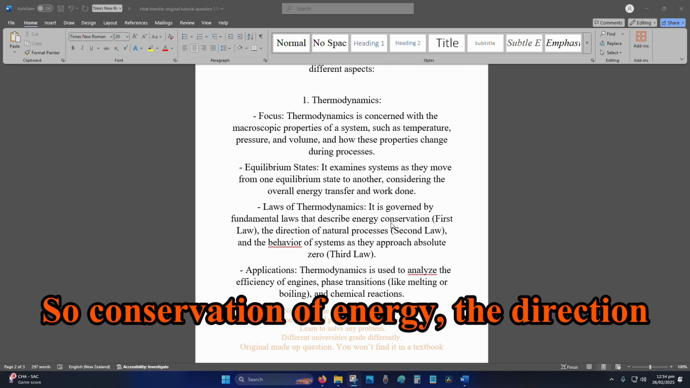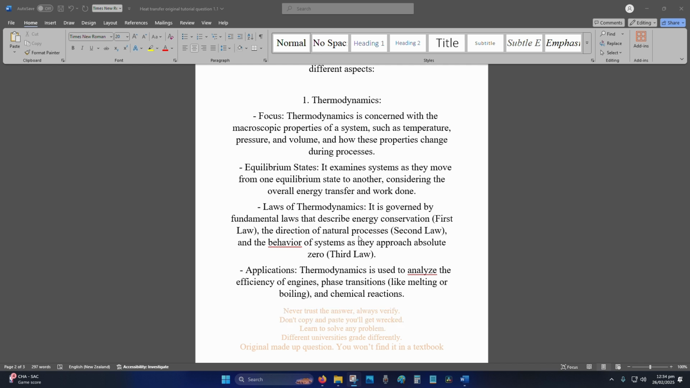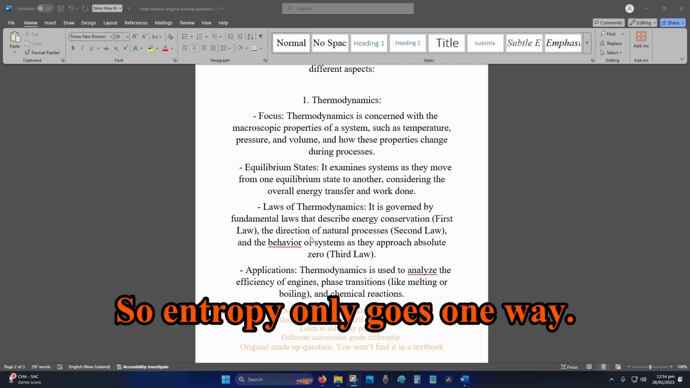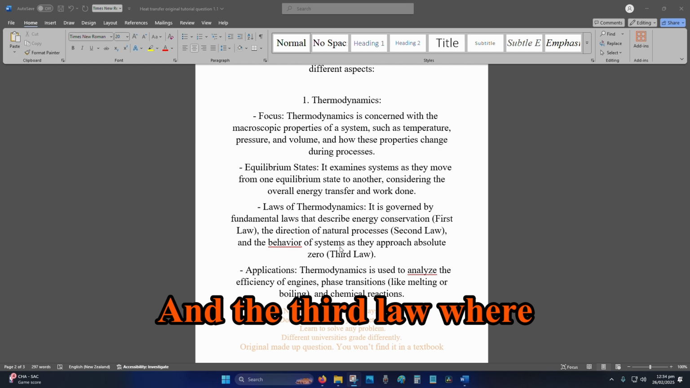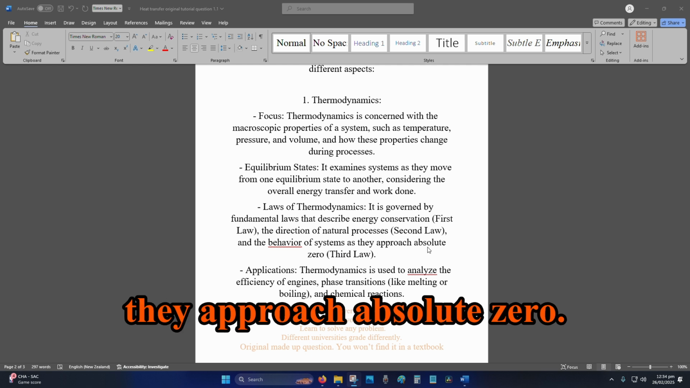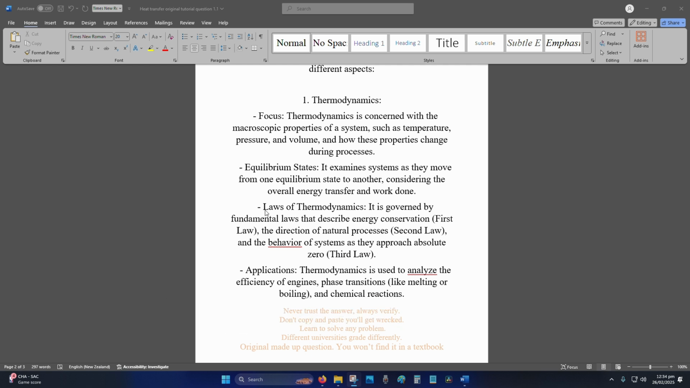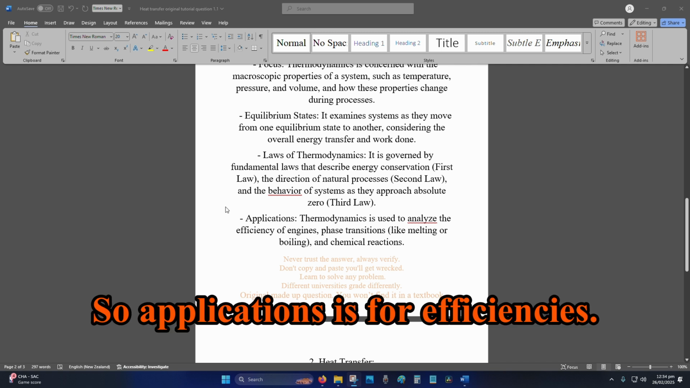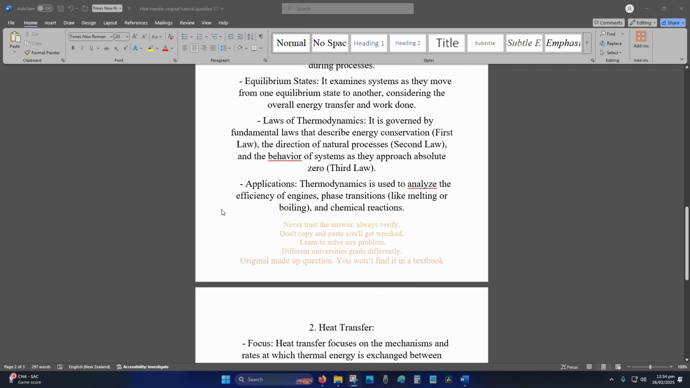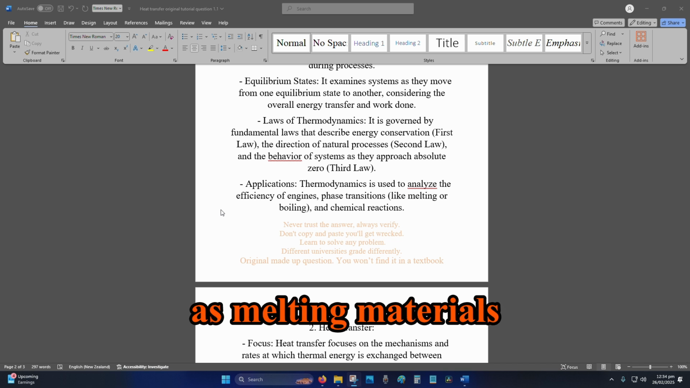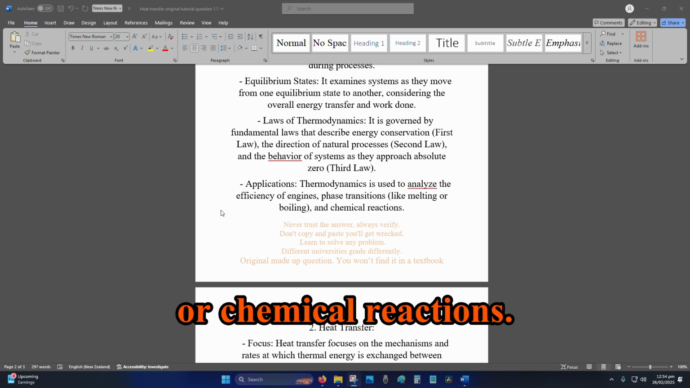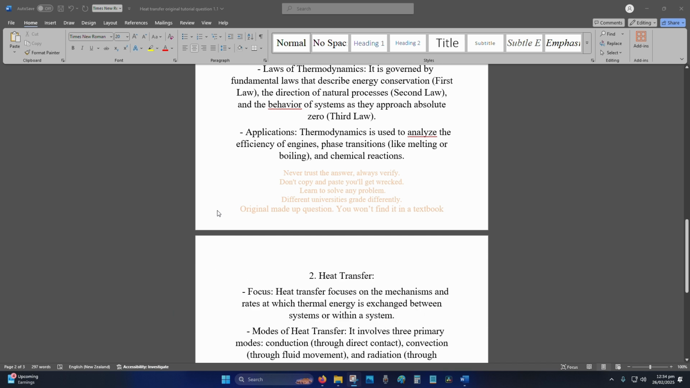So conservation of energy, the direction of a natural process, so entropy only goes one way, and the third law, where they approach absolute zero. So applications is for efficiencies, so generally engines or phase change such as melting materials or chemical reactions.